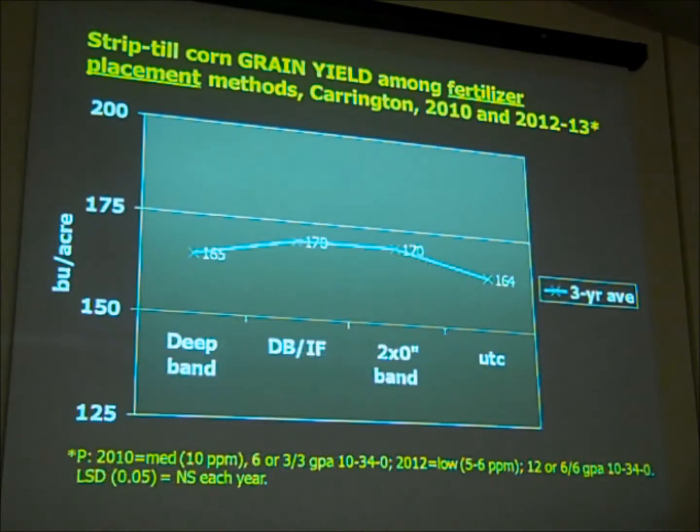And just for ease, this is the average over those 3 years, and our conclusions would be that this treatment looks good, but it's not performing any better in our data compared to the 2-inch band.